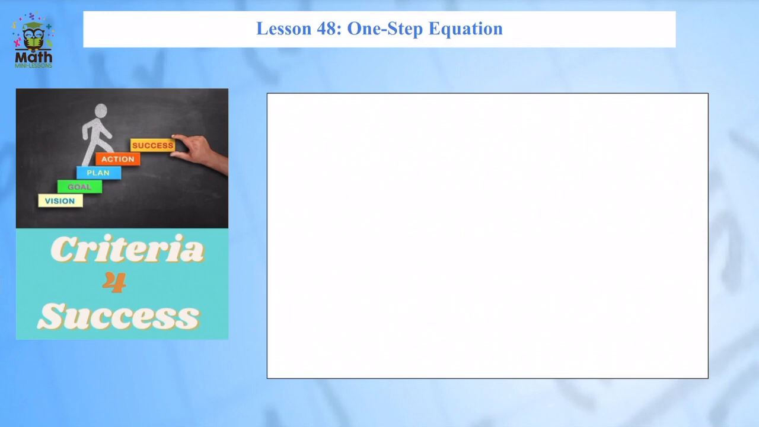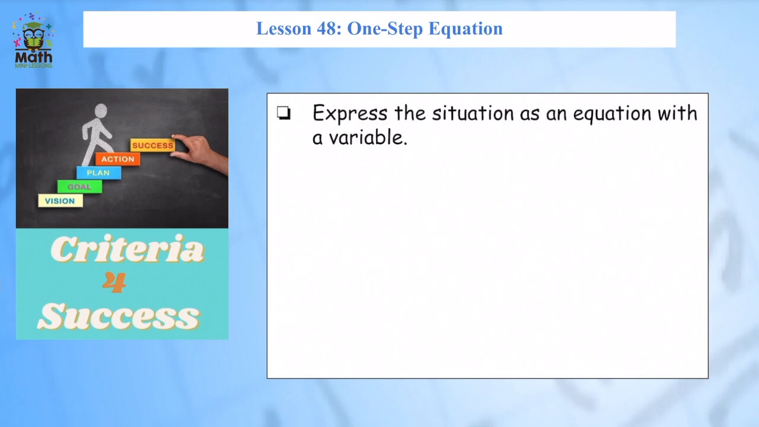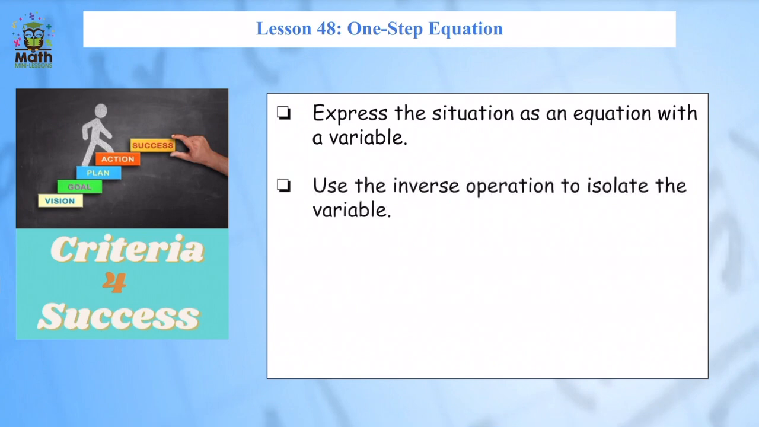And here's my criteria for success, the things that you're going to look for me as I do them, and any teacher would look for in your work to show that you understand today's skill and that you're a master at this skill. Okay, so here's the first thing you're going to look for. Look for how we express the situation as an equation with a variable, not just an expression, but an equation. There is a difference. You're going to look to see how we use inverse operations to isolate that variable.